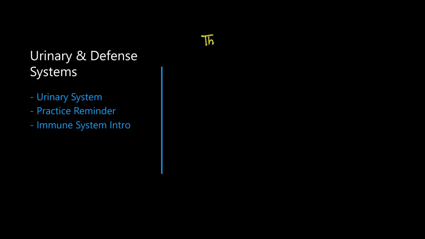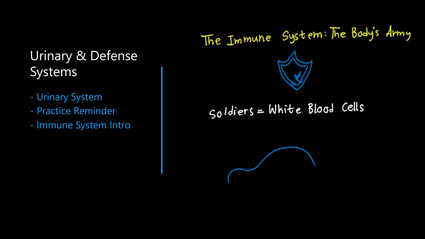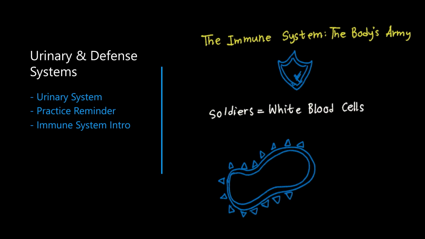Now let's talk about the body's defense systems. How does it protect itself from the constant threat of pathogens like bacteria and viruses? This is the job of 2 key systems working in tandem, the immune system and the integumentary system. The immune system is the body's internal army, a complex network of cells, tissues, and organs that work together to identify and destroy foreign invaders.